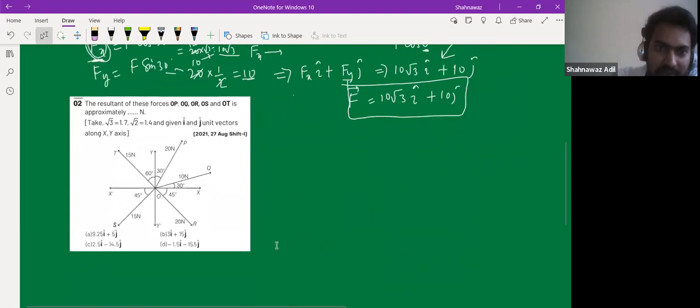So let's solve this question. This is a very complicated looking diagram, but we will dissect this and we'll try to solve this question. Okay.